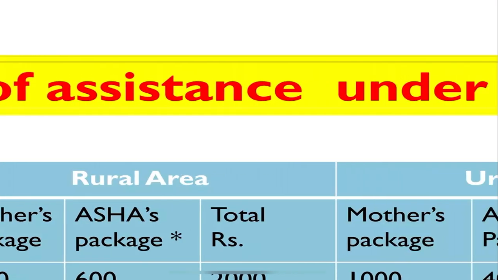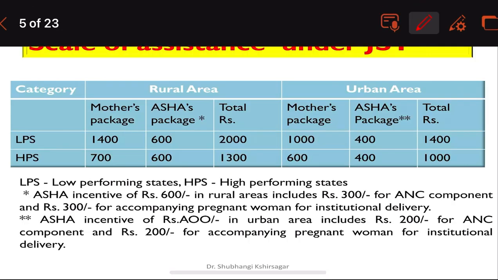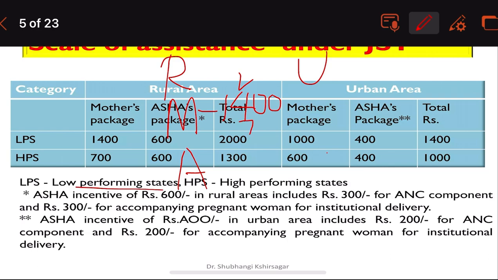I hope it is clear. Let us just revise it. The scale of assistance, we see urban area, rural area. We have mother's package, Asha package. Mother will get 1400 in low performing state and she'll get 700 in high performing states. Asha worker will get 600 in both the states.